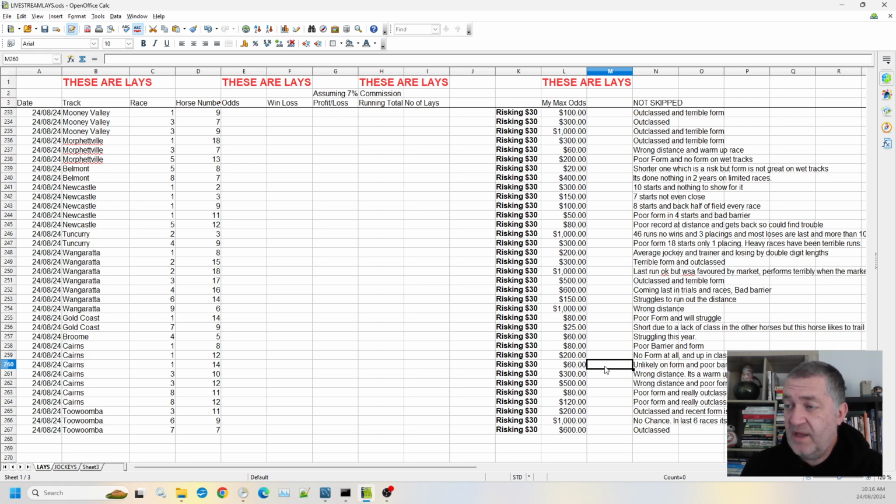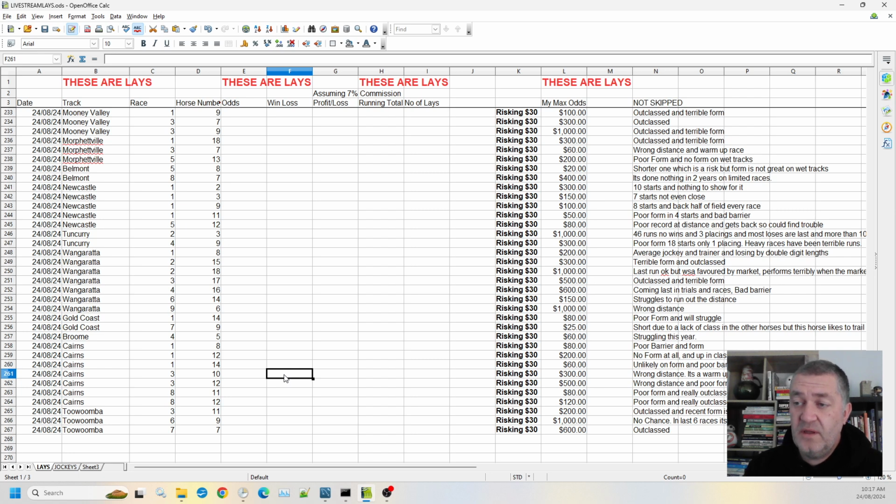The reasons why: number 8 has very poor form and is in a bad barrier for this race, given the field size. Number 12 has no form at all. It's up in class. It's not performing to any standard where it should even run in the first half of the field. And number 14, based on its form and the barrier, it's unlikely to be a contender. So that one was probably more on barrier, given its form. Wasn't terrible, because I've gone $60, but the barrier kind of puts it out of contention.